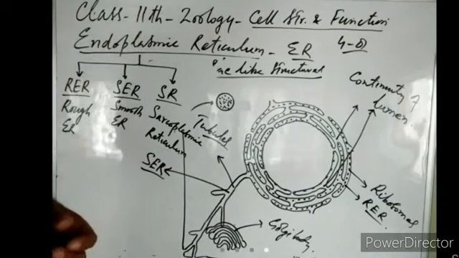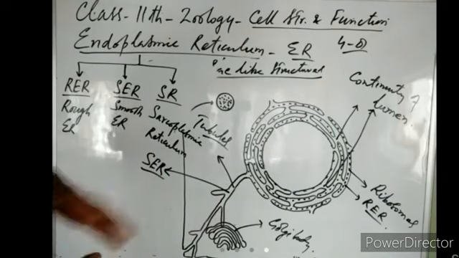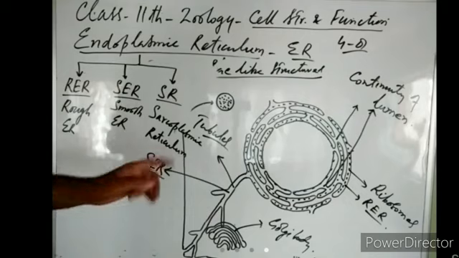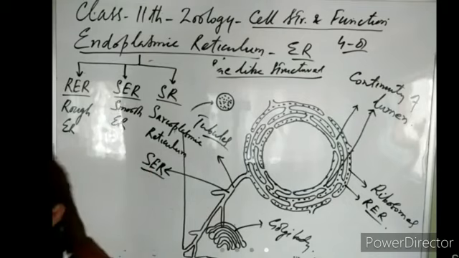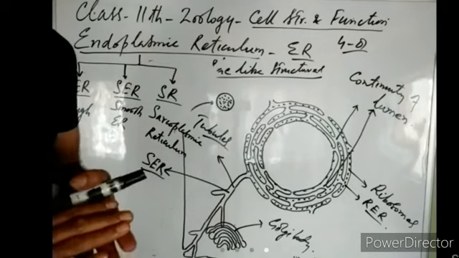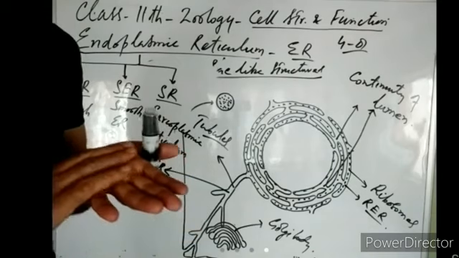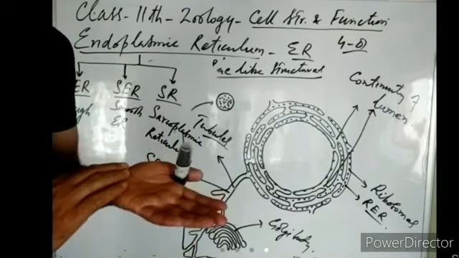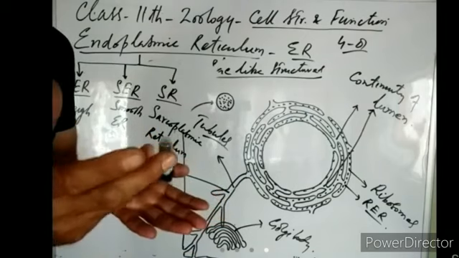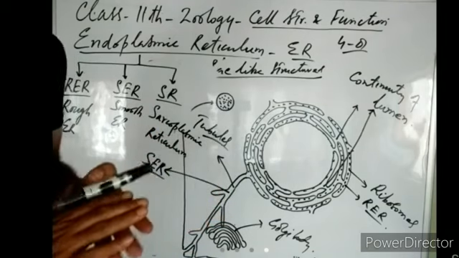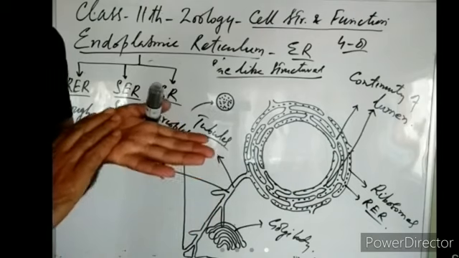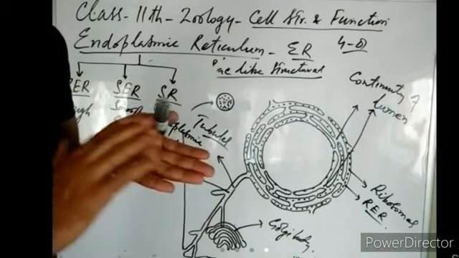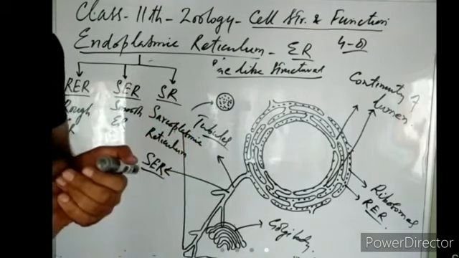Those portions of endoplasmic reticulum which do not have ribosomes on it, for example, tubules, constitute smooth endoplasmic reticulum. Why do we call it smooth endoplasmic reticulum? Because its external surface is smooth. Ribosomes are not present. What made rough endoplasmic reticulum rough? The ribosomes, right? Here the ribosomes are absent. So the external surface of the endoplasmic reticulum is smooth. That is why it is known as smooth endoplasmic reticulum, right?